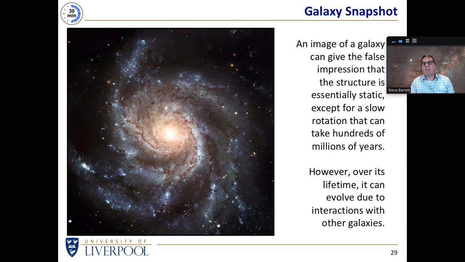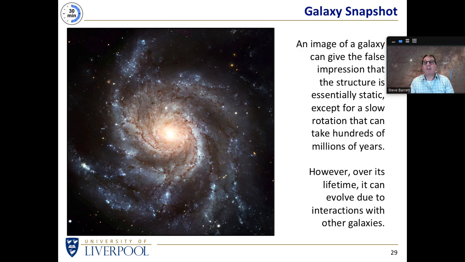And all of the galaxies look rather serene and somewhat static. We know they're rotating, but it might take 100 million years or so for a galaxy to rotate. And we haven't got the time to sit and watch them evolve.